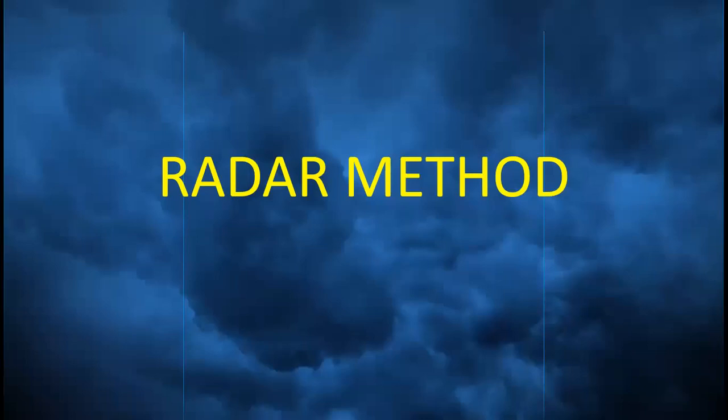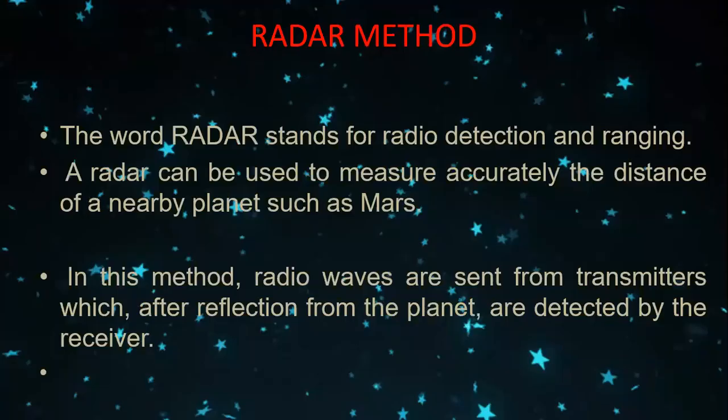Radar method. The word radar stands for radio detection and ranging. So radar is used to measure accurately the distance between the nearby planets such as Mars, Mercury, etc.